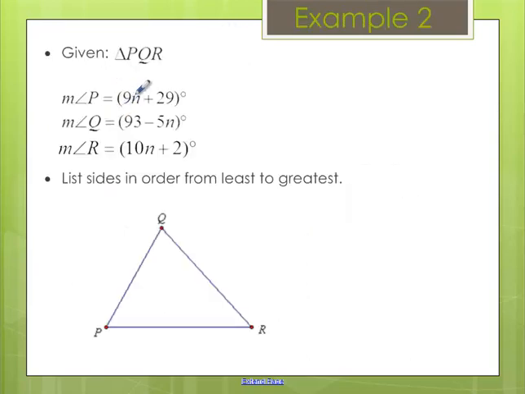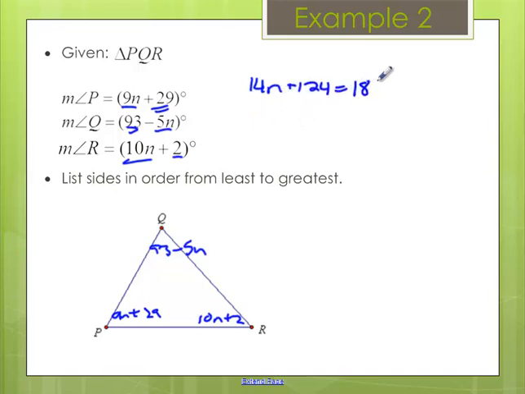Now we're going to start throwing some algebra in here as well. If I take all 3 of these angles, angle P is 9n plus 29, angle Q is 93 minus 5n, and angle R is 10n plus 2, what I can do is add all of them up to 180 to find the actual angle measure. I'm going to start by combining like terms as I write them together. So 9 plus 10 is 19, minus 5, 14n. And then I have 29 plus 93 plus 2, and I get 124.